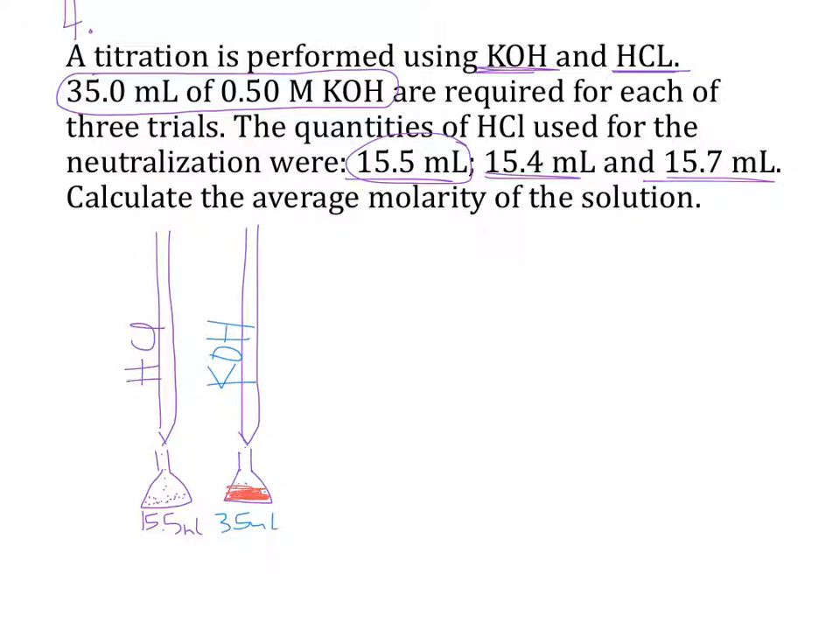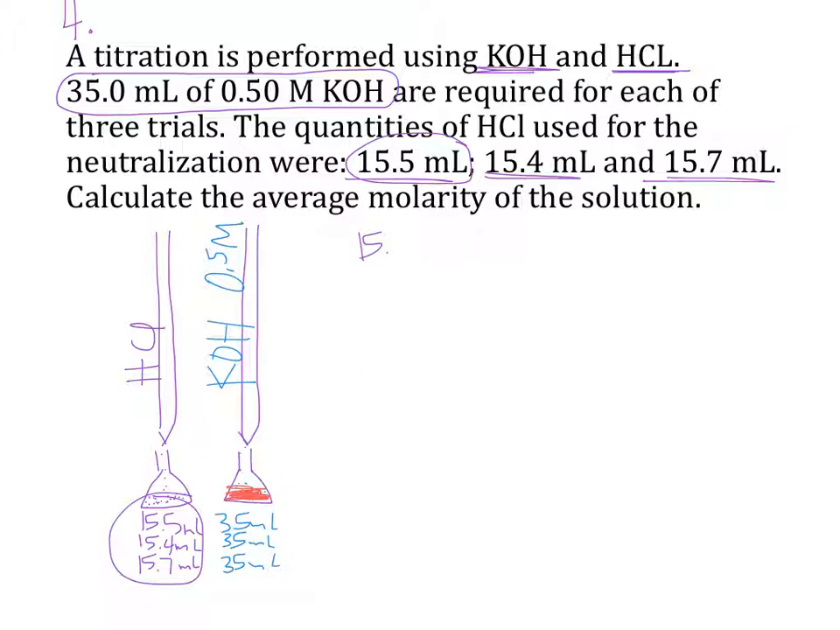So for this trial, I only used 15.5 milliliters of my acid. But then I'm going to do it again, and my second trial, I'm going to need 15.4 milliliters. And my third trial, I'm going to use 15.7 milliliters. And every single time, I'm going to use 35 milliliters of my base. So if I want to find the average molarity, and the base is always 0.5 M, then it seems like the best thing to do would be to take the average of all of these milliliters.